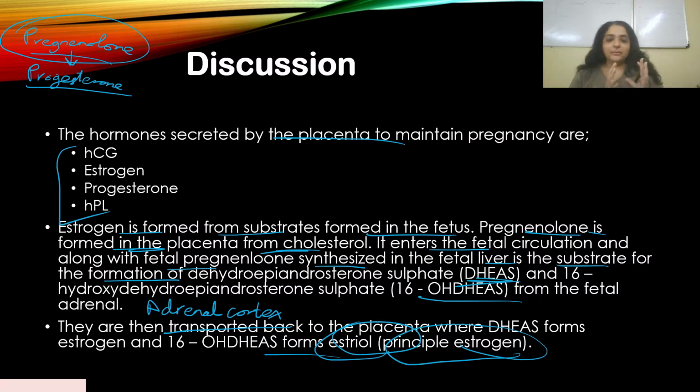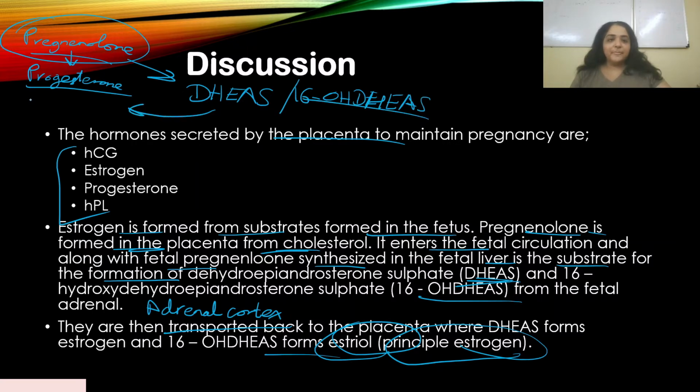So DHEAS and 16-OH DHEAS go back into the placenta, and estrogen and estriol are formed there. Now pregnenolone has entered the fetal blood and DHEAS and 16-OH DHEAS are formed. Now these go back into the placenta and form estrogen and estriol. All right.